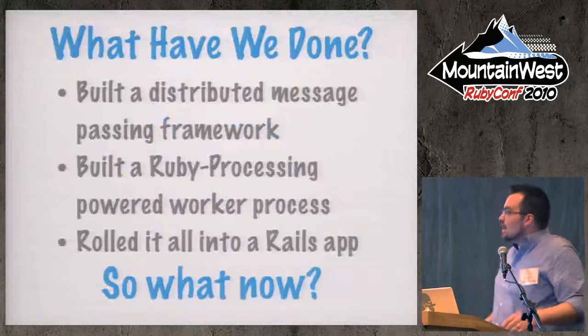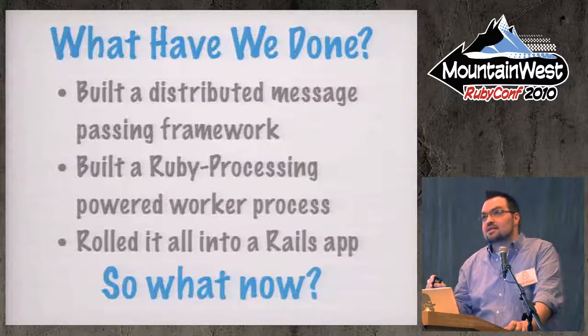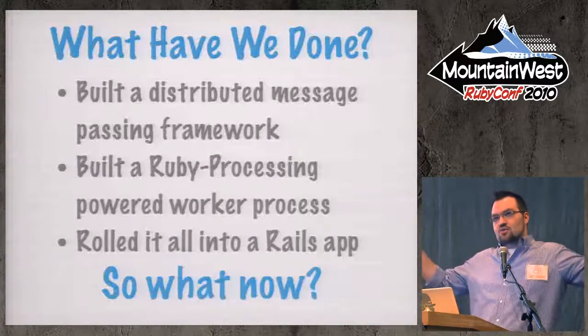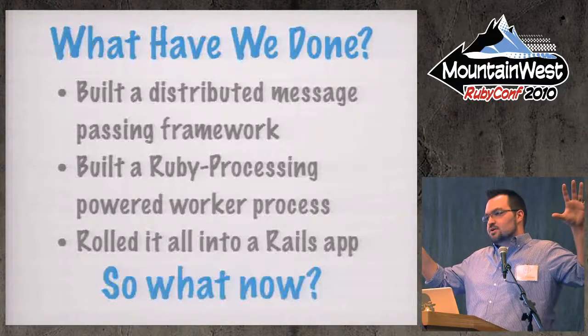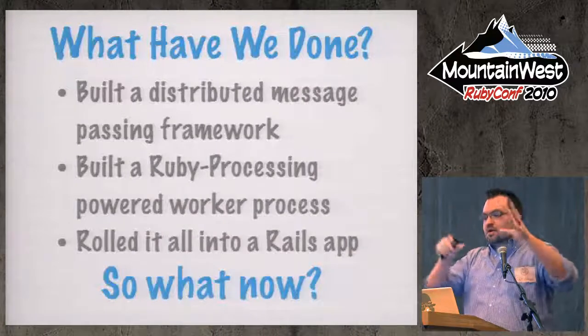So what have we done? We built a distributed message passing framework. We used Ruby-Processing to power the worker, and we rolled it all into a Rails app. So now we're coordinating two independent Ruby interpreters, including external Java libraries, and making it all work together.